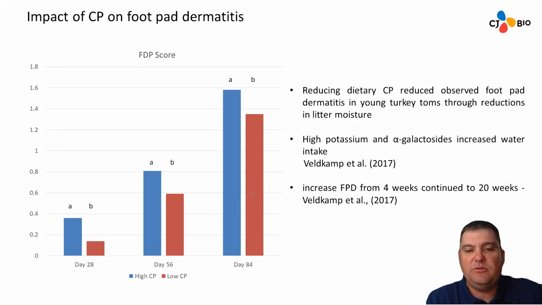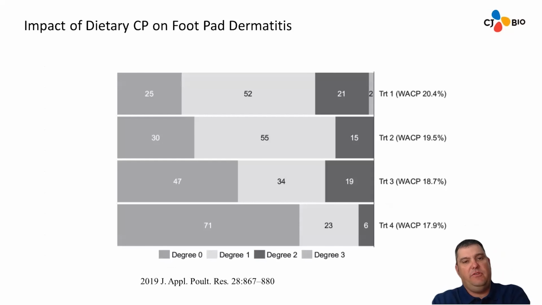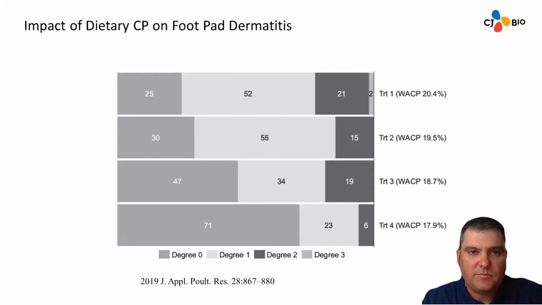So reducing dietary crude protein, the combinations and the removal of anti-nutrient properties, the reduction of nitrogen excretion, the reduction of water intake, the improvement in litter quality, reduction in litter moisture, all of this has a beneficial effect on the bird. Here, again, published in the Journal of Applied Poultry Research, you can see the impact of reducing dietary crude protein on foot pad dermatitis and the scores.